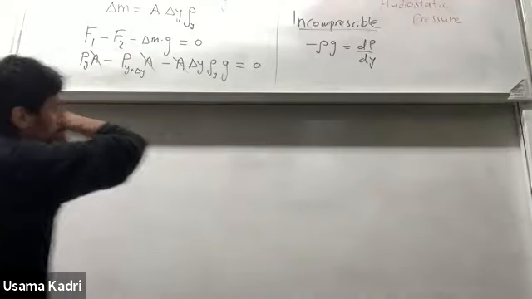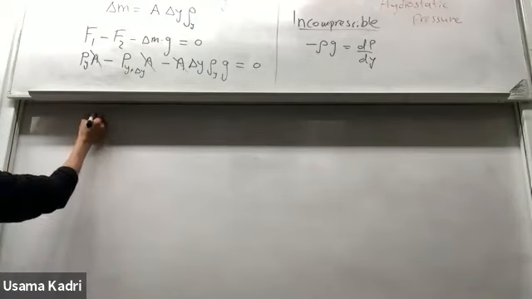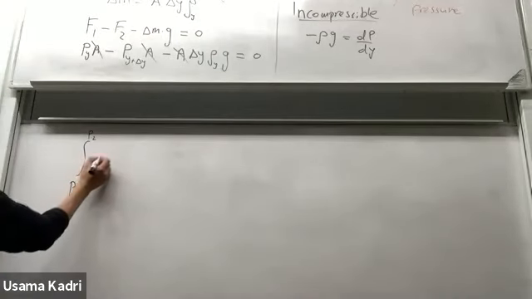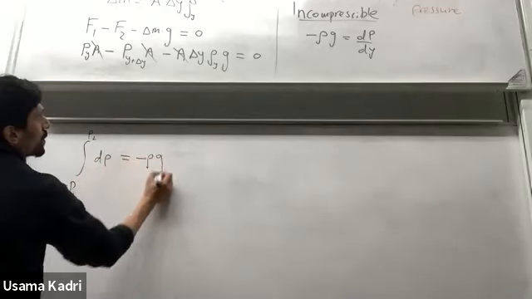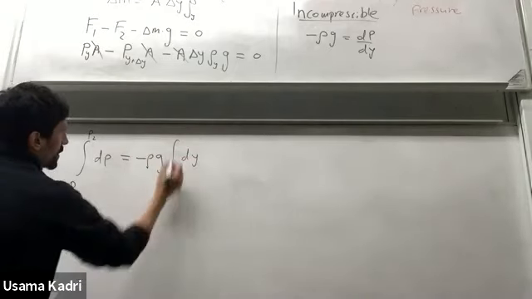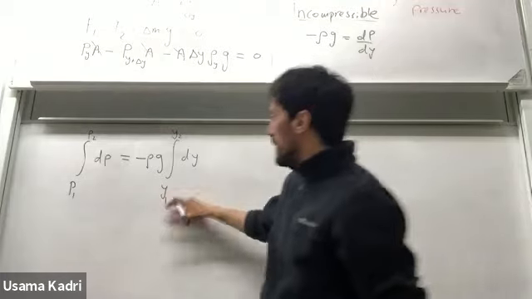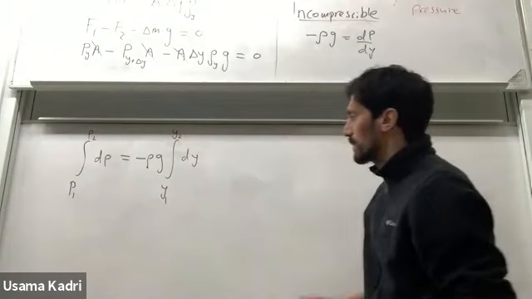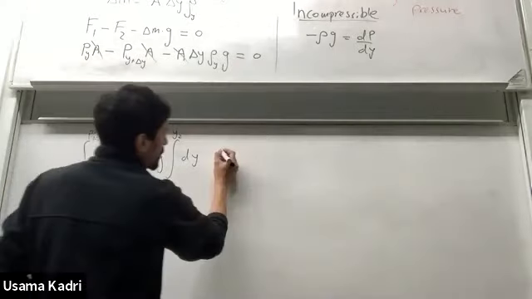So we want to make the integration. On one side we have the integral from P1 to P2 of dP, and on the other side we have minus rho g dy between y1 and y2. I write y1 and y2, and this can be the lowest point and the higher point. I'm going to discuss that soon.